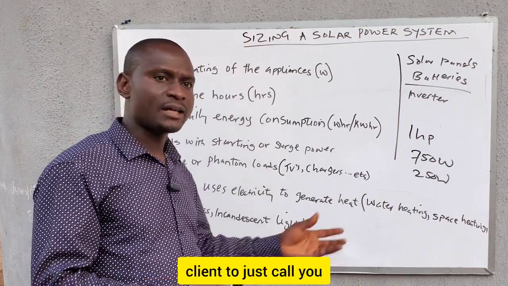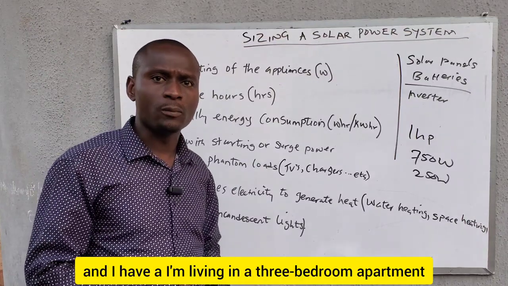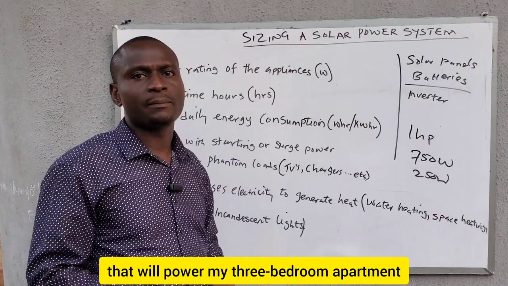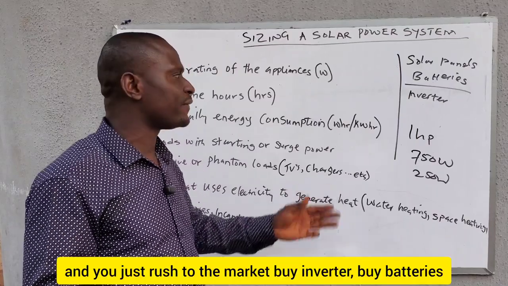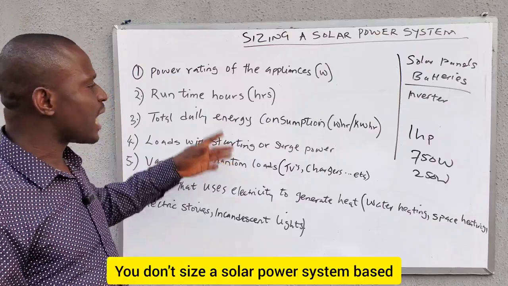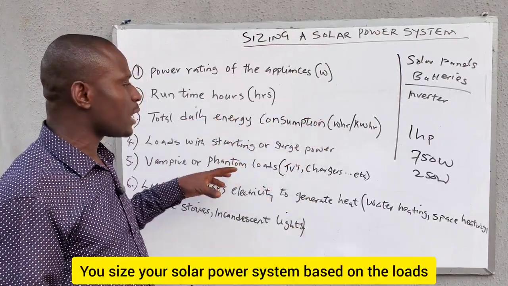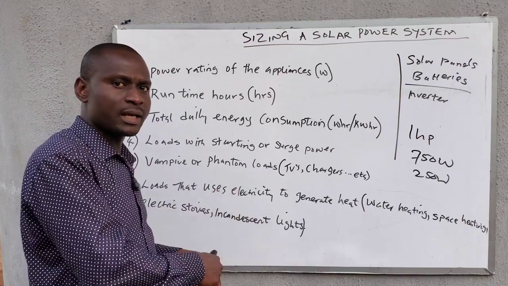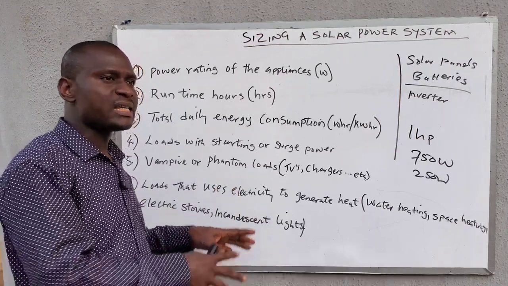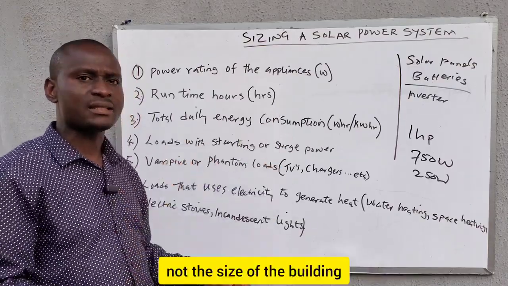you have a job, a client will just call you, "I'm living in a 3-bedroom apartment, and I need a solar that will power my 3-bedroom apartment." And you just rush to the market, buy inverter, buy batteries, buy solar panels. No, you don't size a solar power system based on the size of the building. You size your solar power system based on the loads that you are using the solar system to power. It is the load that determines the size of the solar power system, not the size of the building.